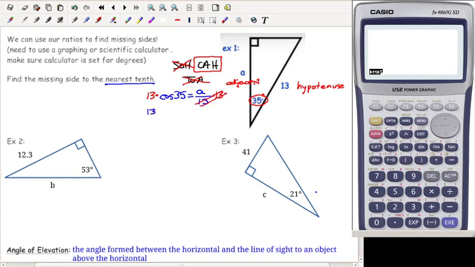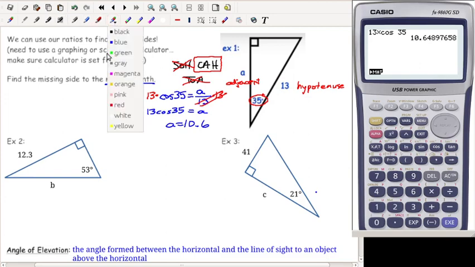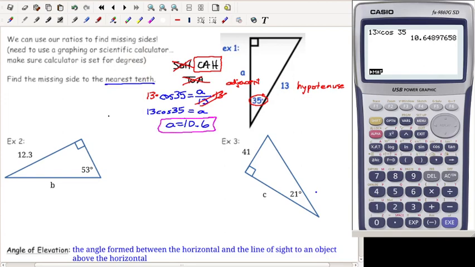So I've got 13 cos 35 equals A, and I'm going to type that into my calculator. I type in 13 times cosine 35, hit enter, and that tells me side A is 10.64897658. I'm going to round to the nearest tenth, so 1 decimal, so that stays 10.6, and that would be my final answer. So I set up my ratio using my SOHCAHTOA, and then I solve for the side that's missing.